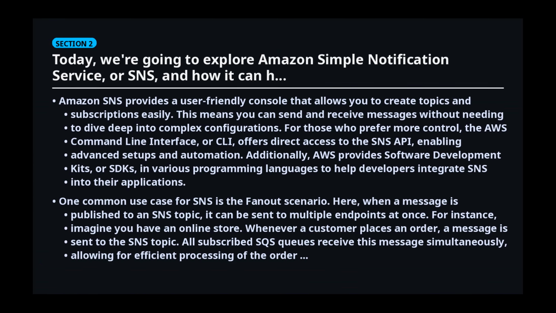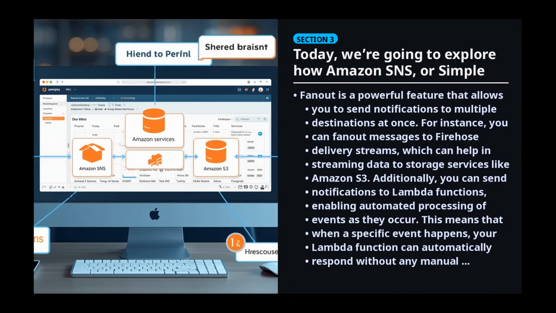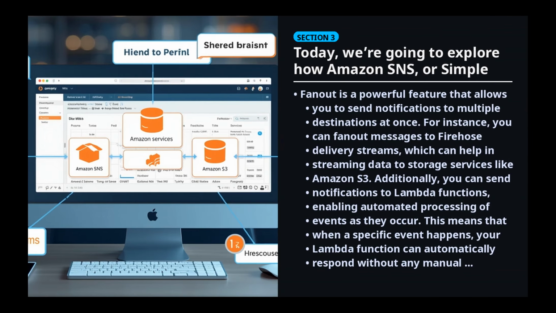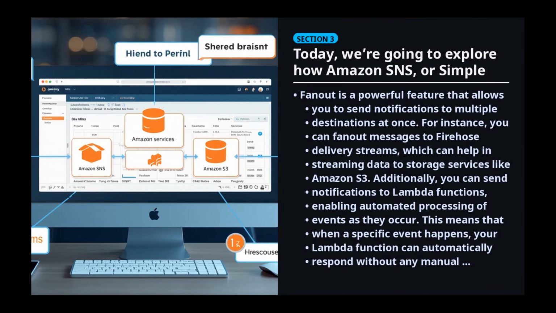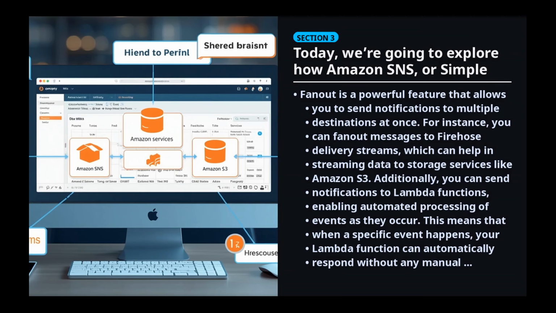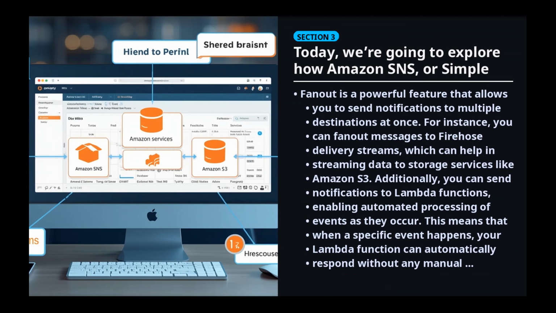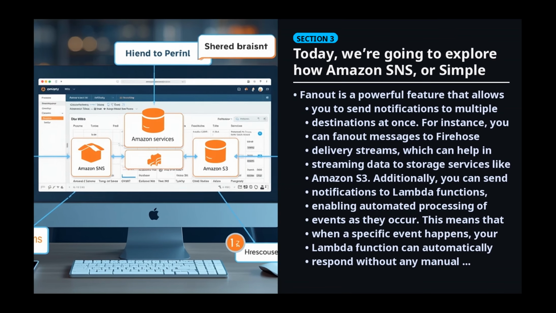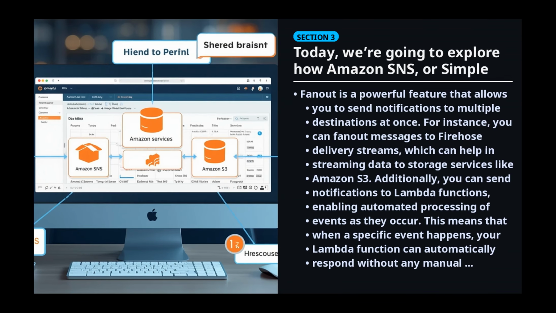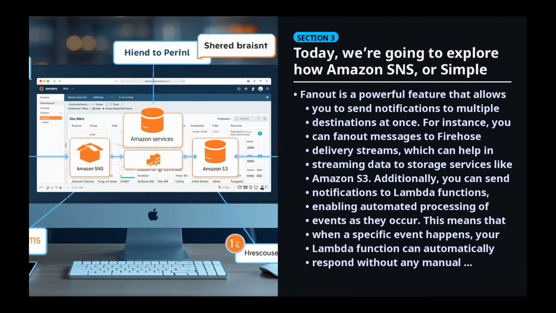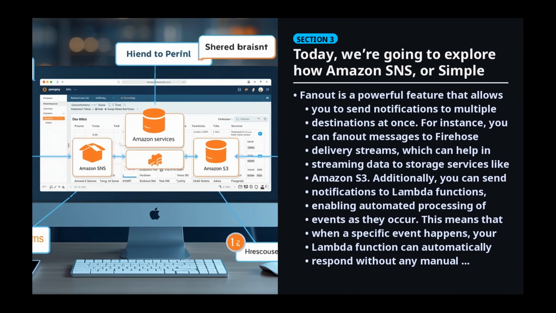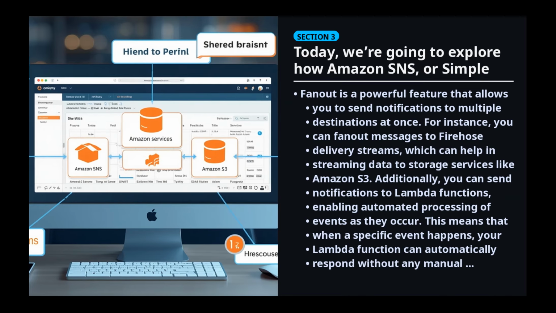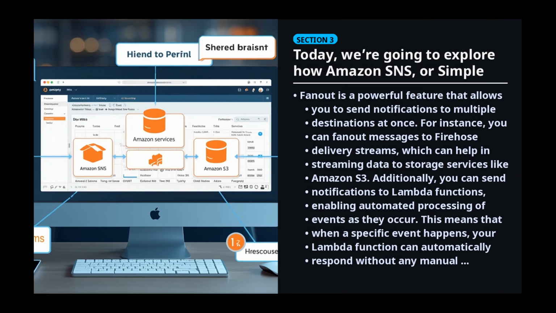Fanout is a powerful feature that allows you to send notifications to multiple destinations at once. For instance, you can fan out messages to Firehose delivery streams, which can help in streaming data to storage services like Amazon S3. Additionally, you can send notifications to Lambda functions, enabling automated processing of events as they occur. This means that when a specific event happens, your Lambda function can automatically respond without any manual intervention.